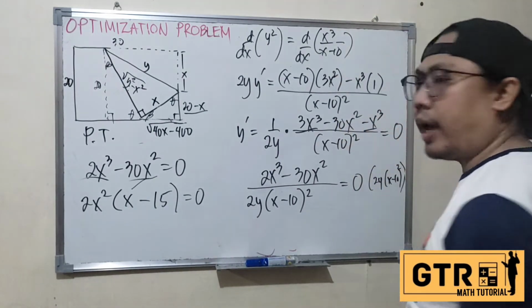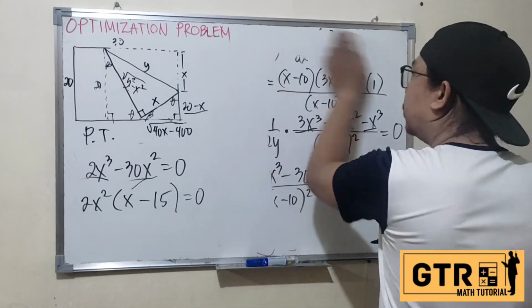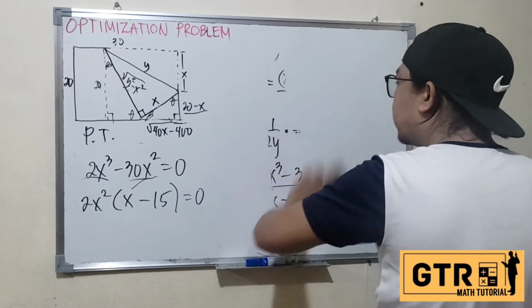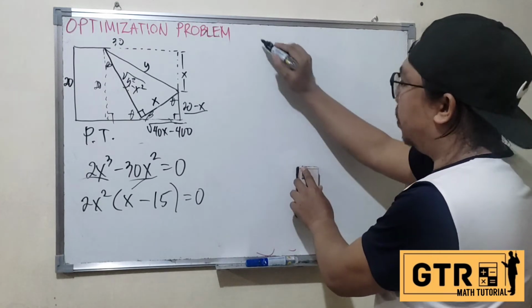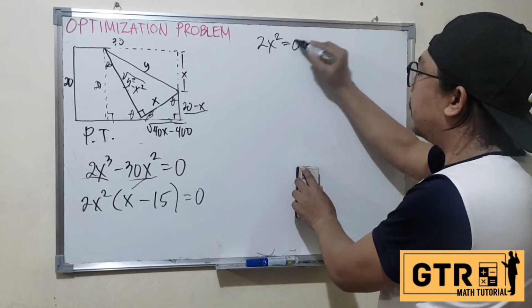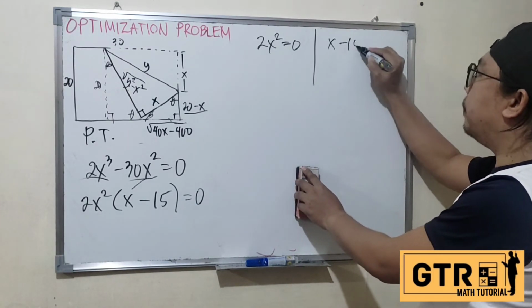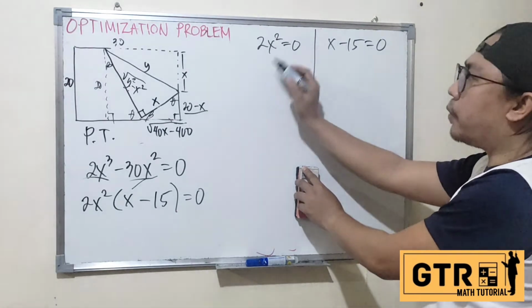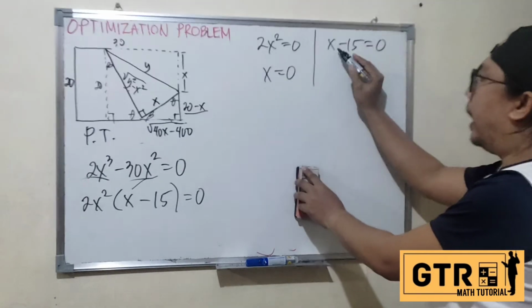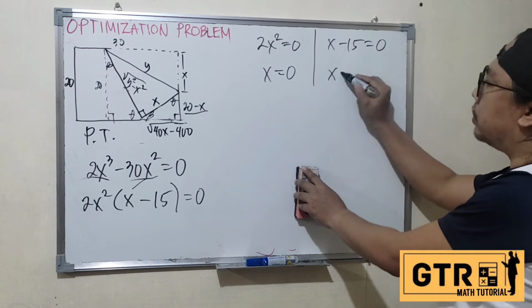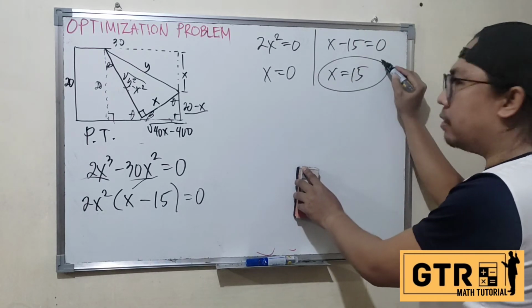Therefore, we have two solutions, two values of x. Equate each factor to 0. We have 2x squared equals 0, and then x minus 15 equals 0. 2x squared equals 0, so therefore x equals 0. And x minus 15 equals 0, so therefore x equals 15.